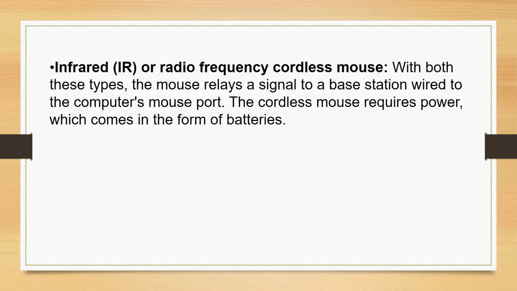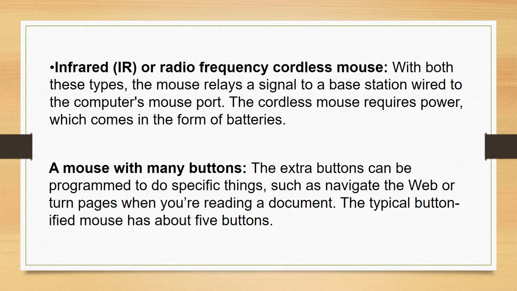Another type of mouse is the infrared, IR, or radio frequency cordless mouse. With this, the mouse relays a signal to the base station wired to the computer's mouse port. The cordless mouse requires power, which comes in the form of batteries. Cordless mice are becoming more and more commonplace every day. Sometimes you see a mouse that has extra buttons in addition to the ones we just discussed. These buttons can be programmed to do specific things, such as navigate the web or turn pages when you're reading a document. The typical multi-button mouse has about 5 buttons.